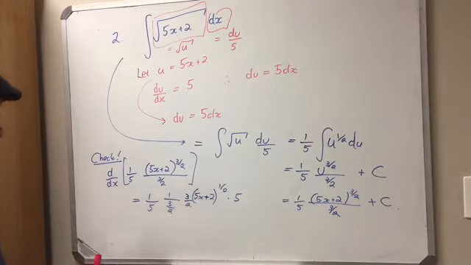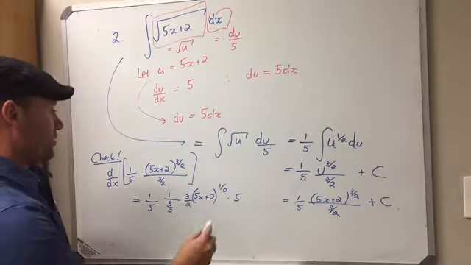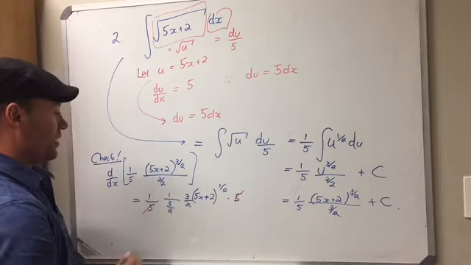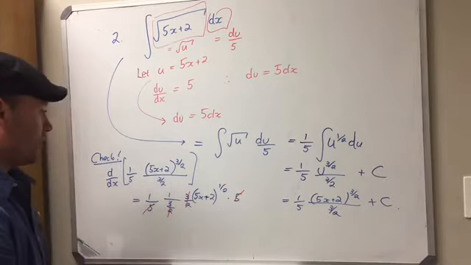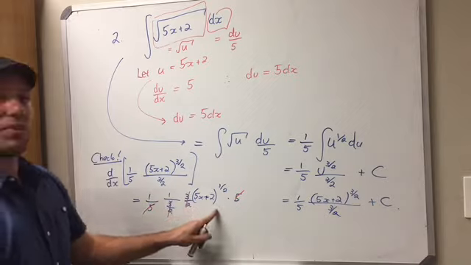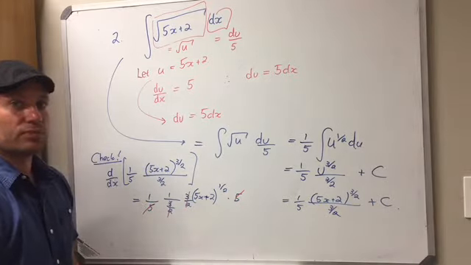Okay, and now you see how all the factors are going to cancel. This 5 is going to cancel that 5, and this 3 over 2 is going to cancel that 3 over 2, and I'm left with the square root of 5x plus 2, which is right.